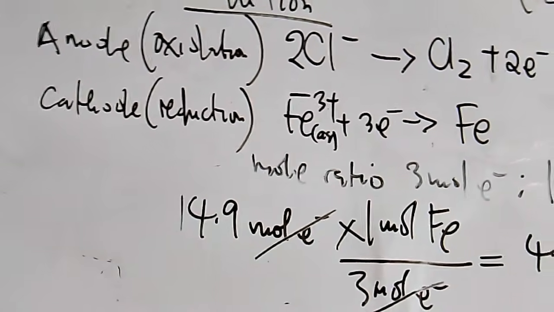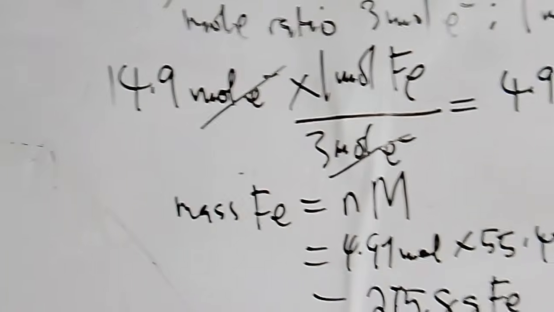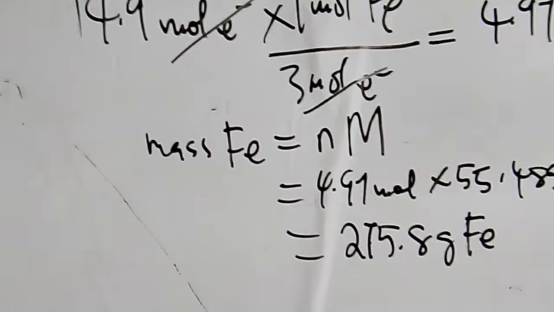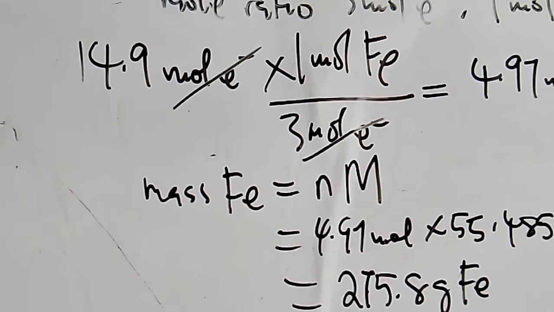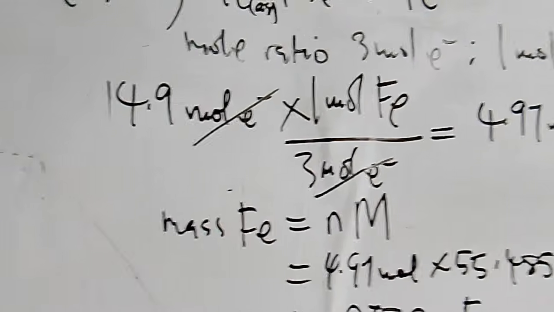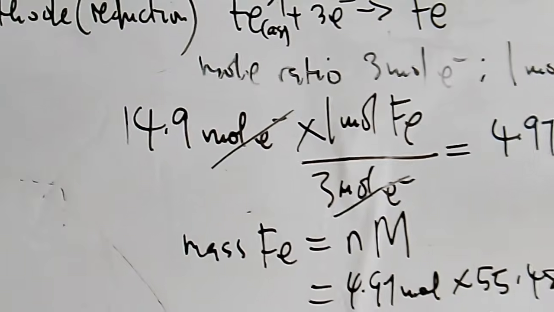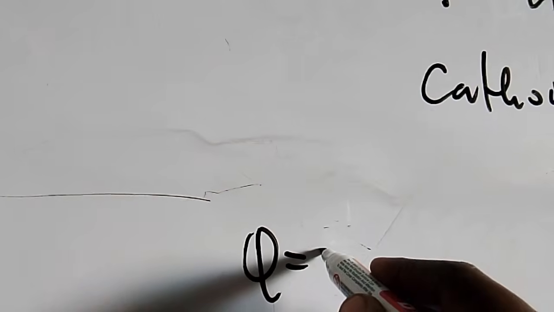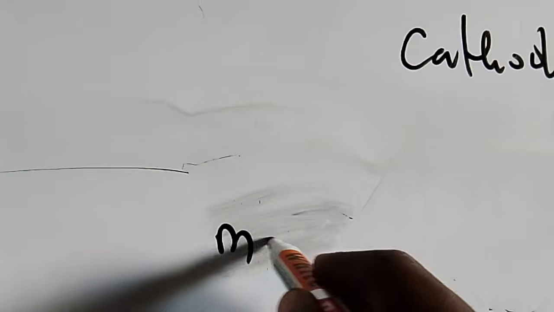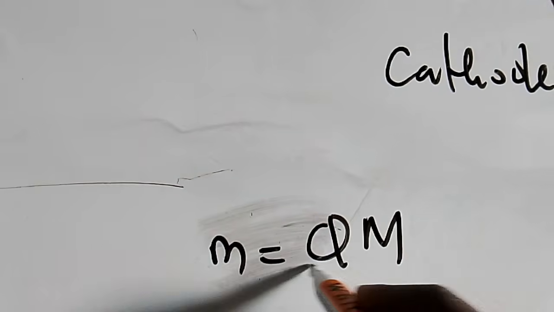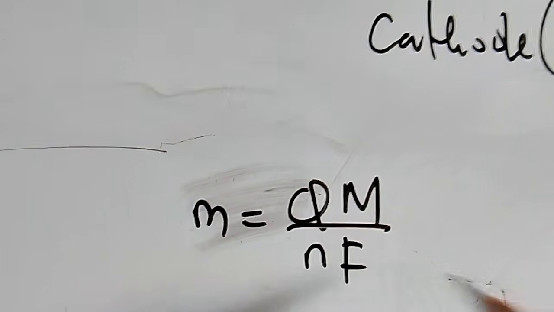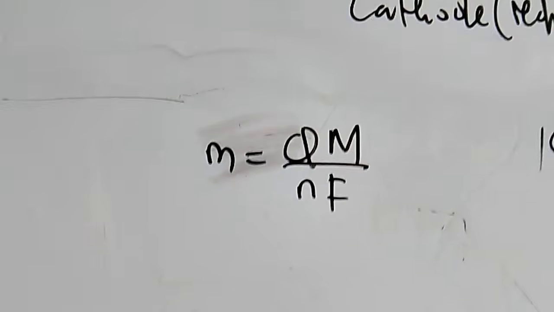Now we can also use the equation straight away, so let's see if we are going to find the same answer. Here we have found 275.8 grams. So now let's use the equation. We know that m is equal to Q M over n F.